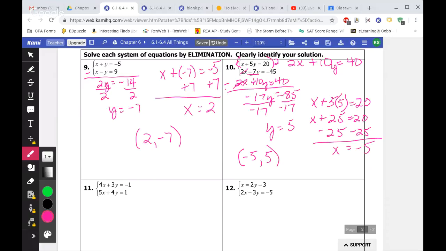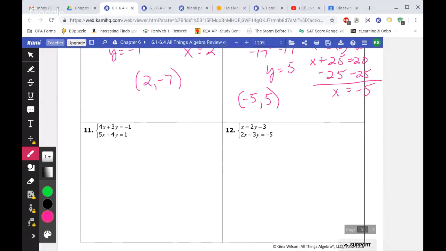Miss Sparks, can you do 11? I absolutely can do 11. Okay, on this one, first of all, we want to see if there's any matching coefficients. We find that there are none. The second thing that we want to think about is, are there any terms where the coefficients are multiples of one another? And that, in fact, does not happen on this one.